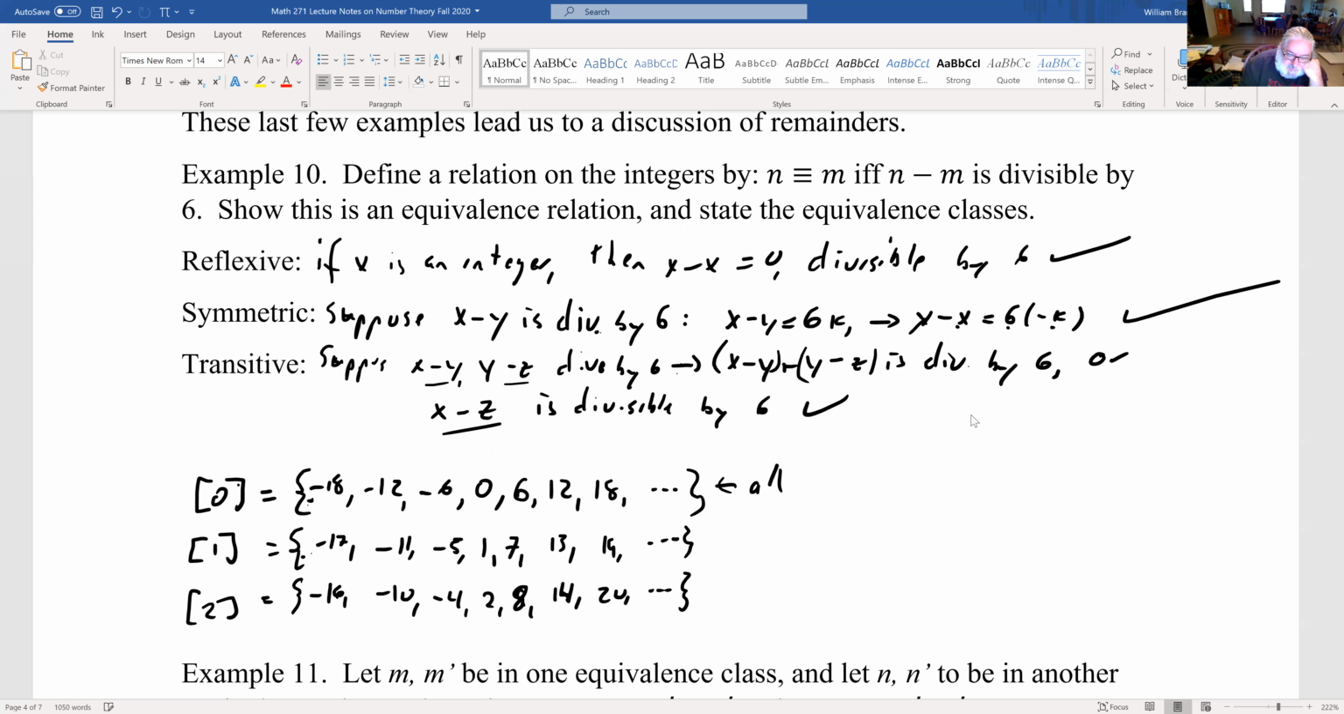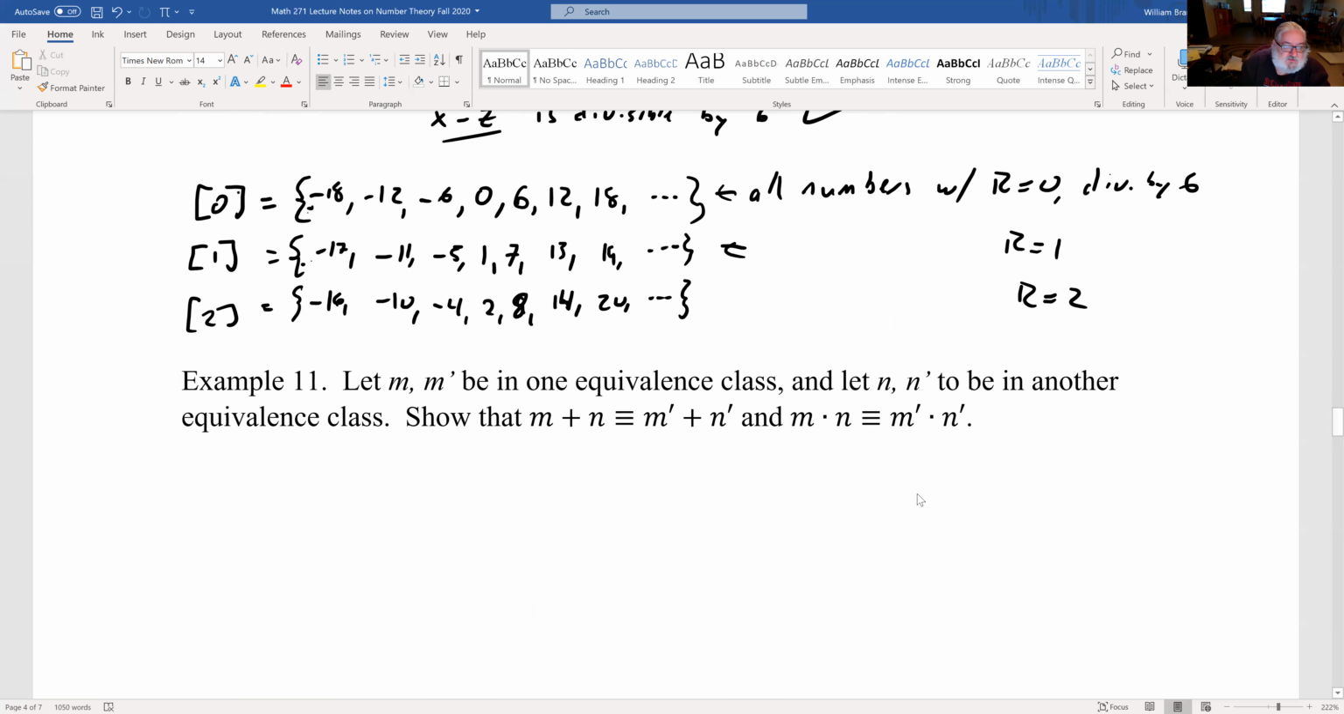The first class is all numbers with remainder equal to 0 when divided by 6. This is all numbers that give you a remainder r equals 1 when divided by 6. This is all numbers that give you a remainder 2 when divided by 6.